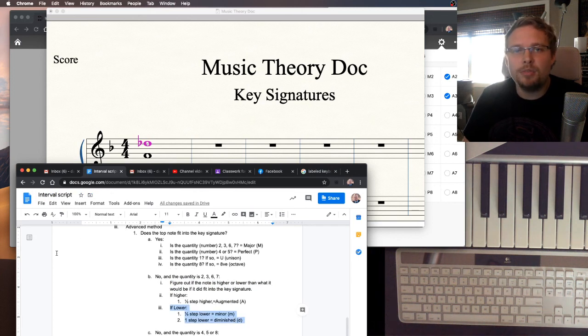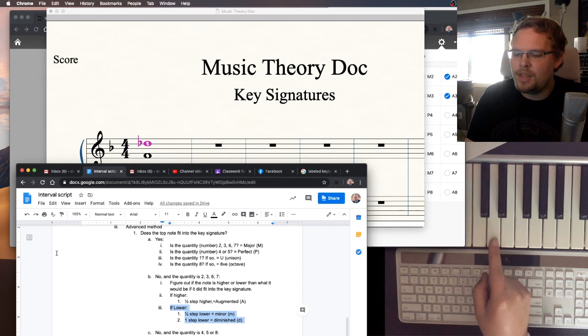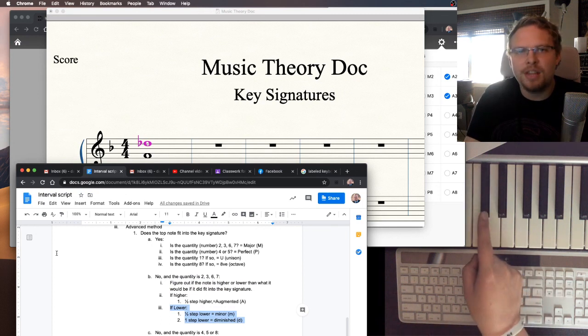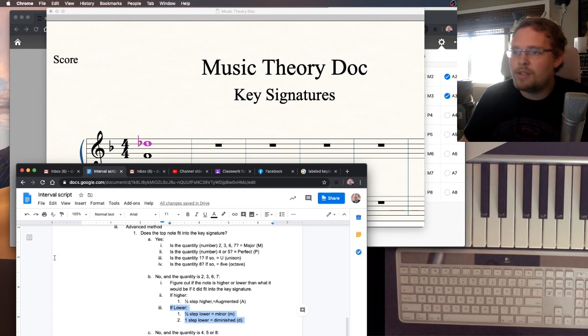That's when I can use my keyboard. So I have a normal D, and then I have a D flat. That's only a half step lower than it normally would be. And so in this case, it is a minor interval. So this would be a minor sixth.